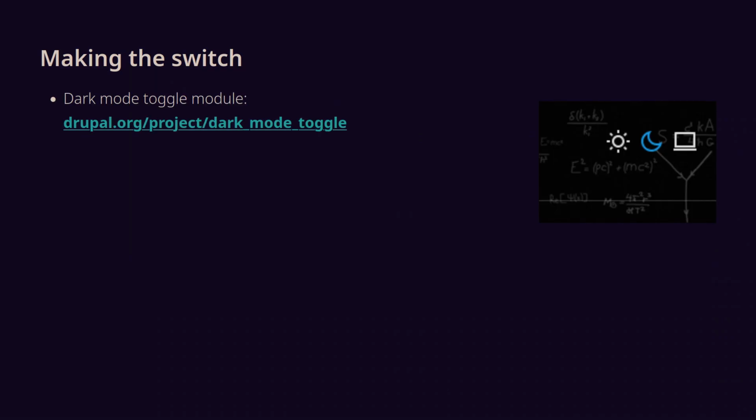All right, so making the switch. For this project, I settled on the Dark Mode Toggle module. This has a nice way of adding both the light mode and the dark mode manual switch and respecting system preferences. And it stores it in session storage so that when the user comes back, it'll remember what their selection is. There's 2 versions available for this right now.